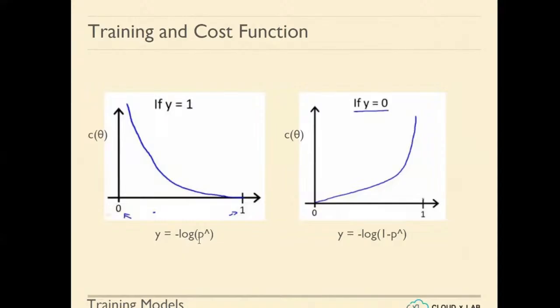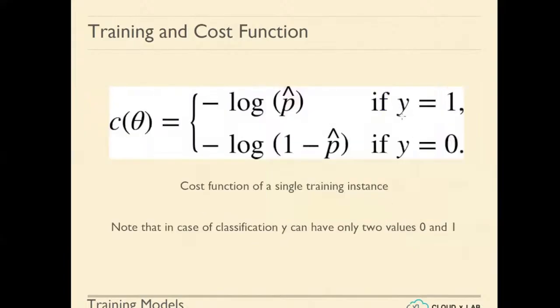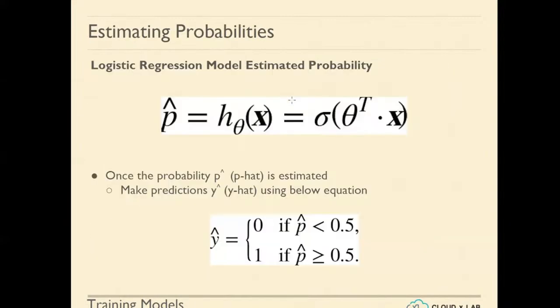So y is equal to minus log p hat. As you can see here, if the input belongs to the positive class, which means y is equal to 1, then we will have zero loss here. If the input belongs to the positive class, then the loss is 0. But let's say, so what is this y? Y is the actual label, and this p hat is the model predicted value, right?